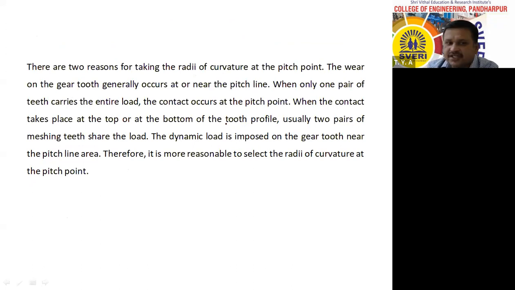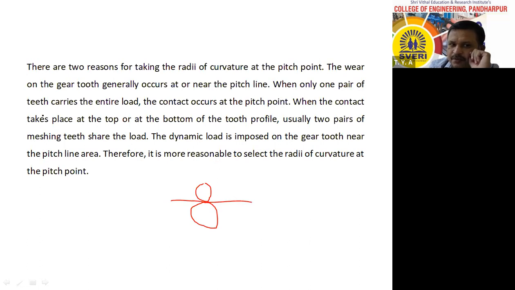Therefore, there are two reasons for taking the radii of curvature at the pitch point. First, the wear of the gear tooth generally occurs at or near the pitch point or pitch line. Pitch line means that horizontal line. When there are two gears, this horizontal line is known as the pitch line, and this line is also known as the common tangent.